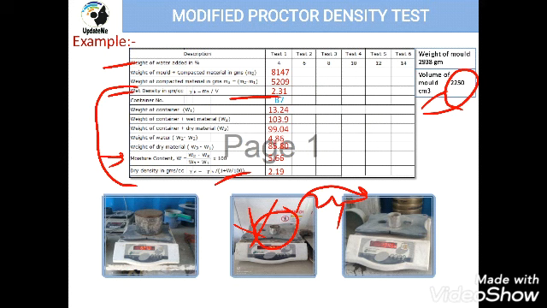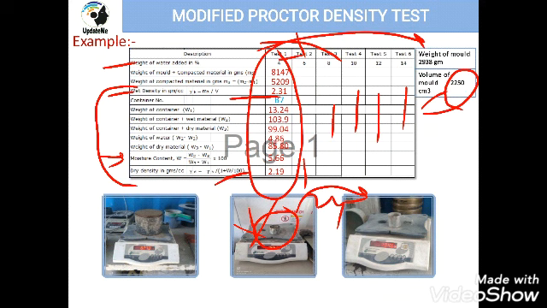By the same procedure we have to change the amount of water added. Now in the next one we will add 6% water, and the same procedure will be followed. After that 8%, 10%, 12% and 14%. So between these percentages of water there will be one optimum moisture content at which we will find the maximum dry density.